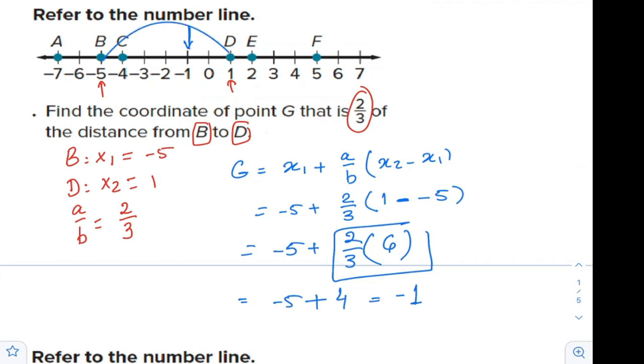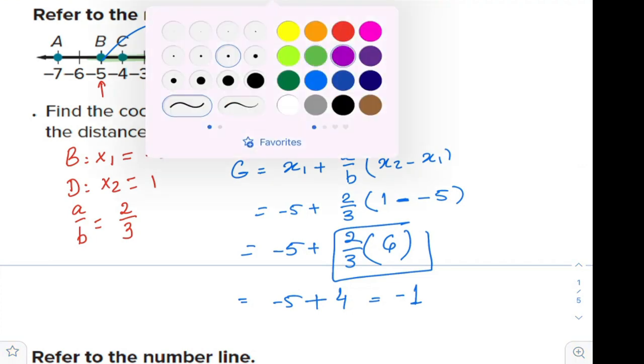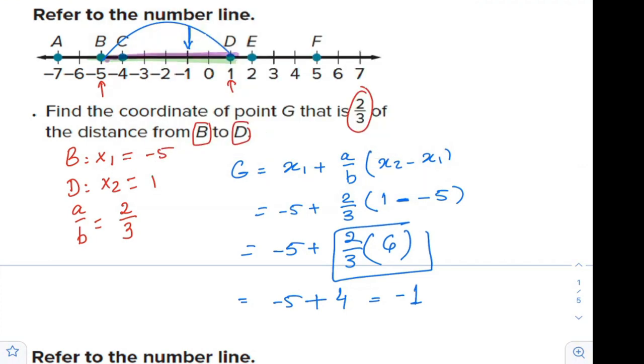If you want to do it mentally, this is B to D. And since he's asking about 2 over 3, let's try to make it in an easier way, as if you are dividing this distance into 3 equal parts. 2 to 3 means two thirds of the distance from B to D. This is the first third, this is the second third. So indeed G is at the second third.